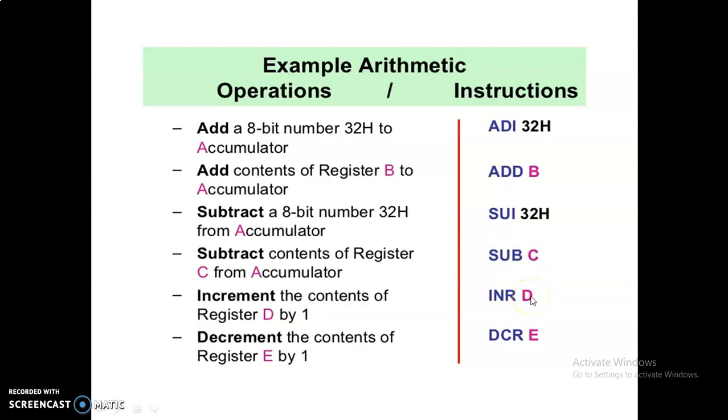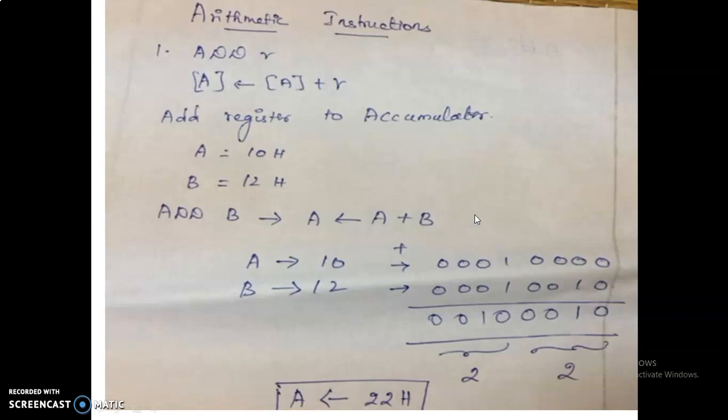Okay, so here is the example of the increment. INR D. Here this is the INR. INR means the content of the register D is incremented by 1. The next instruction is decrement, DCR E. The register is E. Here the instruction decrements the content of the register by 1. This is the example of how the addition operation is performed in Intel 8085.